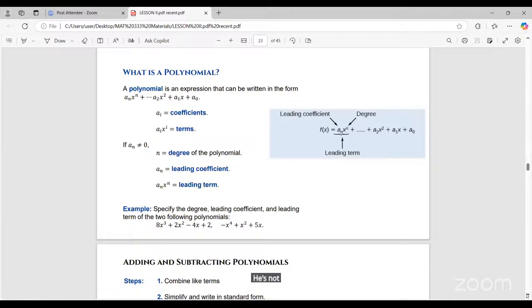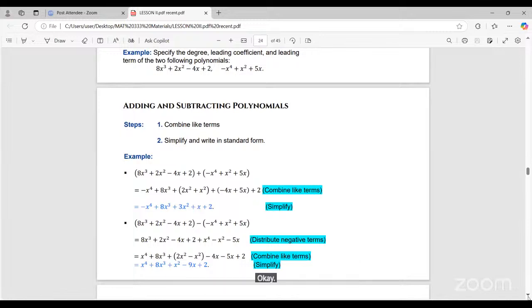The highest power there is 3. You have the polynomial with the highest degree, which is 3. Okay. We have adding and subtracting polynomials. We combine like terms, simplify, and write in standard form.